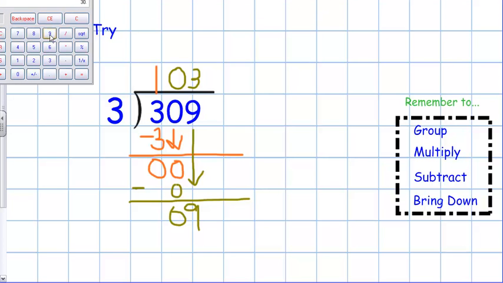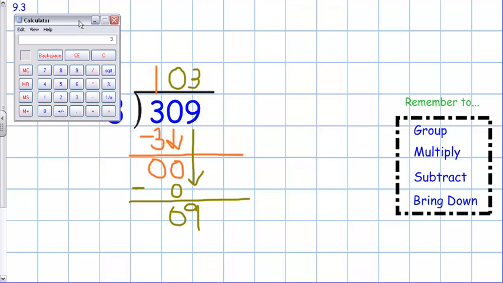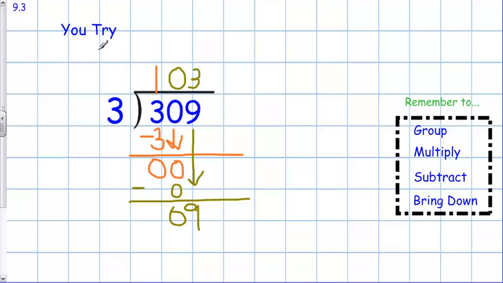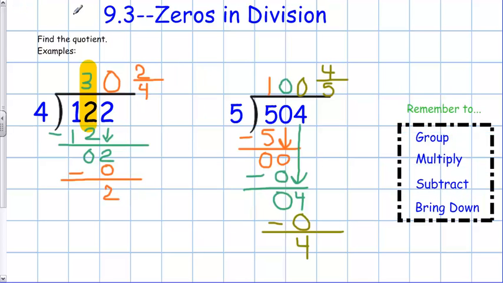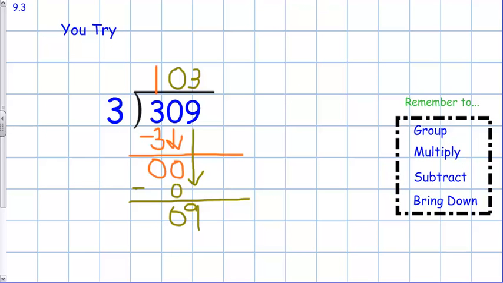So again, we can check that out on our calculator. 309 divided by 3 is 103. So again, same idea as yesterday with a single digit divisor, we just ended up with zeros in our quotient. So that was the theme today. What do I do when I have a 0 in my quotient? We will see you tomorrow.